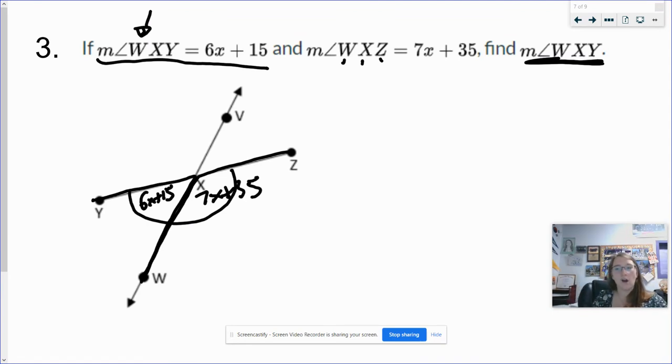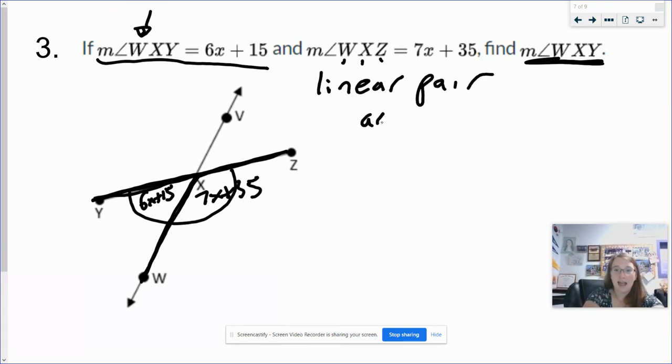These two angles are touching, and together they create this straight line. So a straight line has 180 degrees. It opens up to 180. This is called a linear pair. They open up to a straight line and they add to 180. So let's go ahead and add them to 180. Literally, that's what we do.